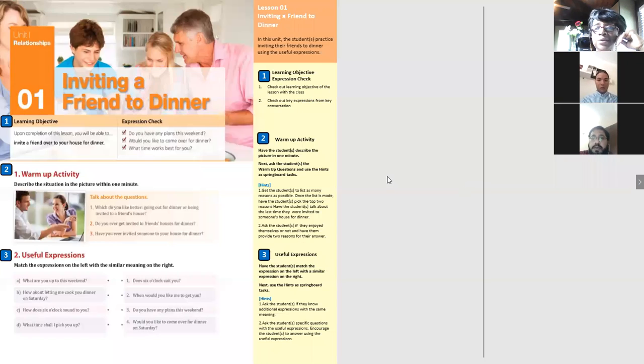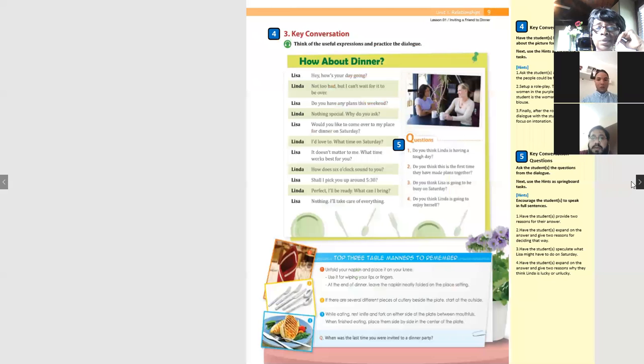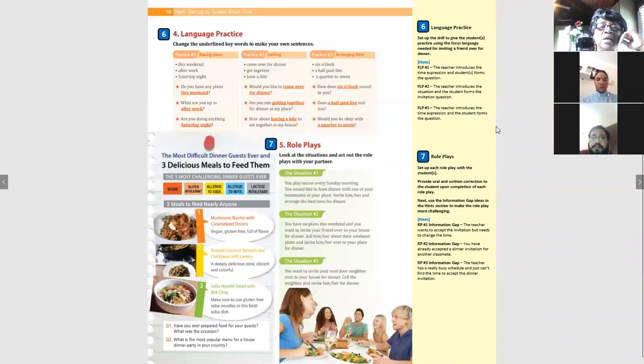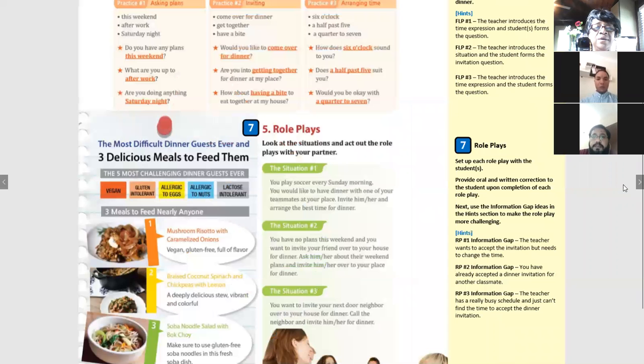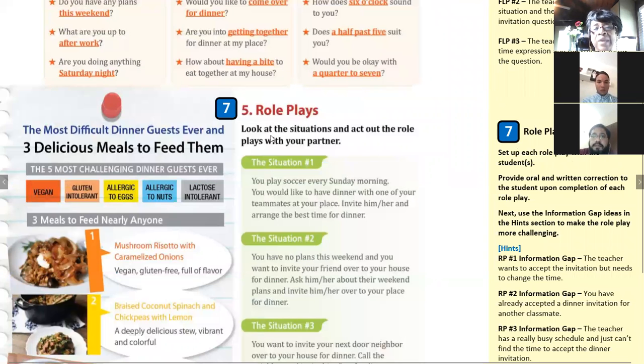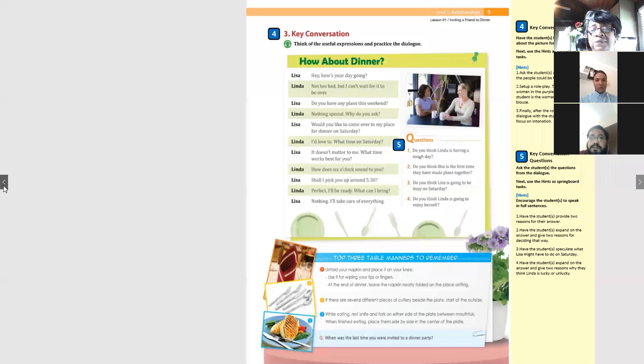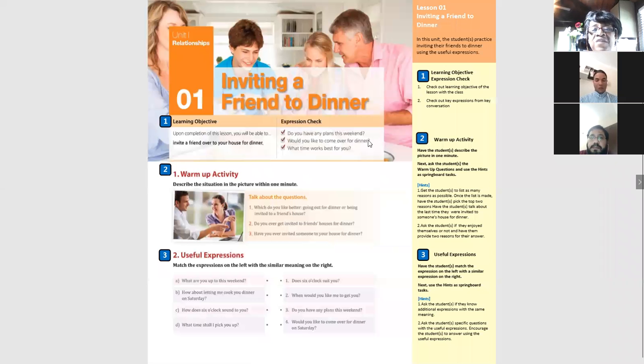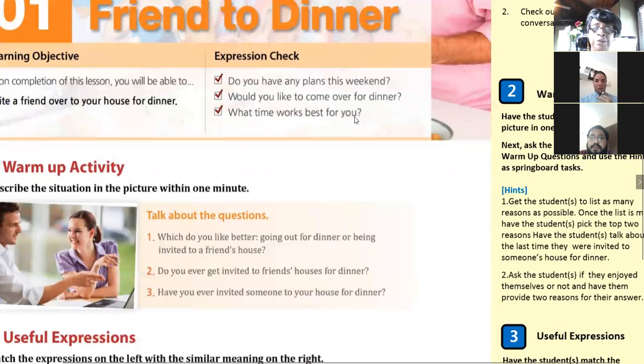Now, let's go back to some type of dialogue. Here's a dialogue, and it's called role play. Do you see number 7? Here's the situation. Now we've learned some phrases from the lesson. Let's see if I can show you the phrases again that we've learned. Do you have any plans for this weekend? Would you like to come over for dinner? What time works best for you?